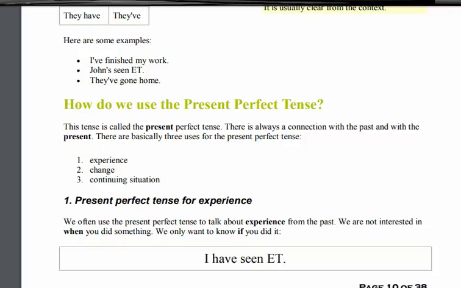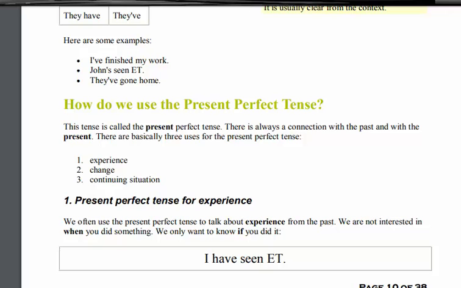Number one is experience. Number two is change, and number three is continuing situations. We will explain later how the present perfect tense is used for experience. For experience, we often use the present perfect tense to talk about an experience from the past.